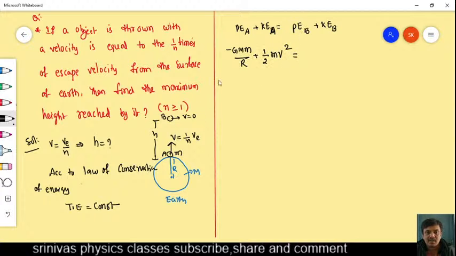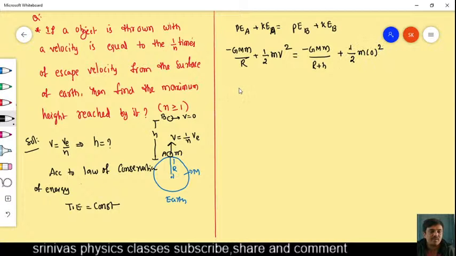Potential energy at b is what? The potential energy formula is minus GMm by r, where r is the distance between the object and the earth. From the center we have to measure. You remember, in gravitation every time we measure from the center of the planet. That's why the distance becomes R plus h. This is R and this is h. Total distance at point b becomes R plus h, so potential energy is minus GMm by (R plus h), plus kinetic energy at point b. The velocity becomes 0, so the kinetic energy becomes 0.